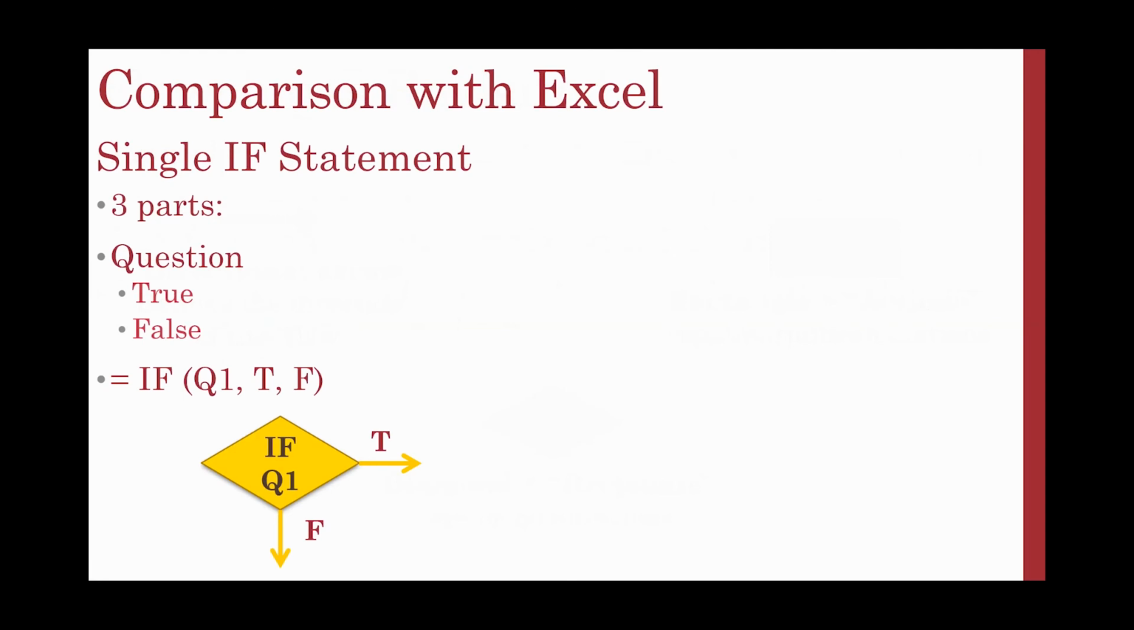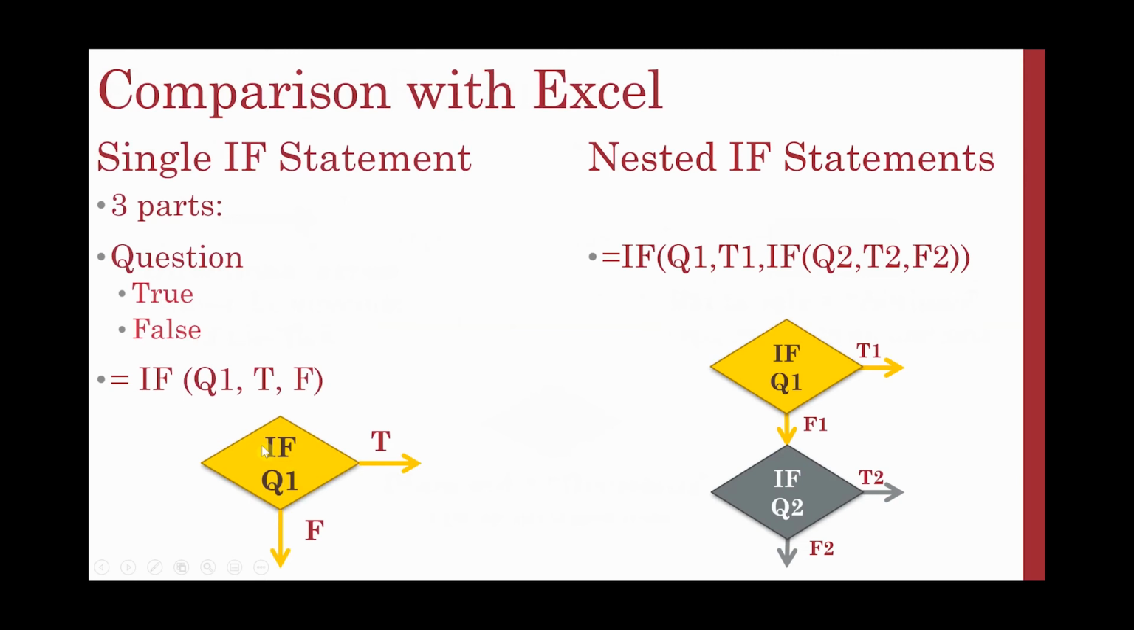To compare everything with Excel, in Excel we had a single if statement which had 3 parts: the question, true, or false. And we have our diamonds. We're asking our question, if it's true, we'll go this way. If it's false, we'll go this way. With our nested if statements, we had here's our question. If it's true, we'll go this way. If it's false, we'll ask our second question, if it's true or if it's false.